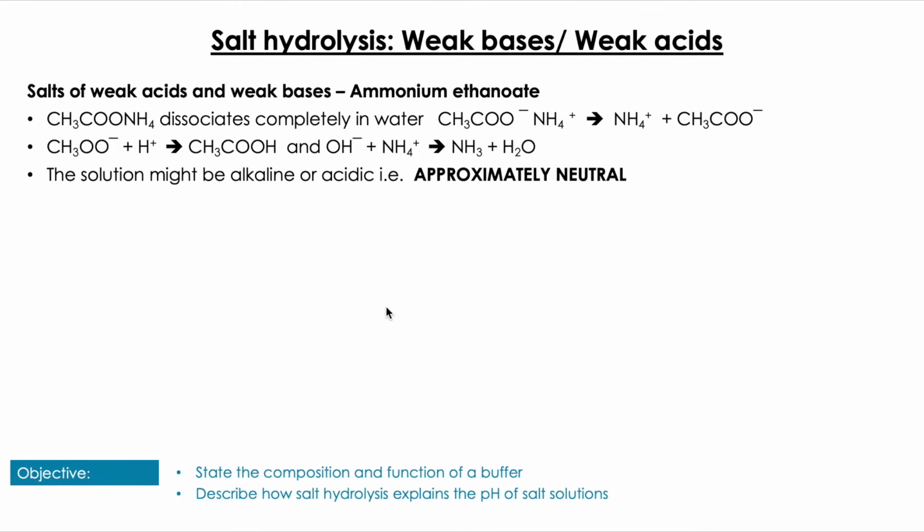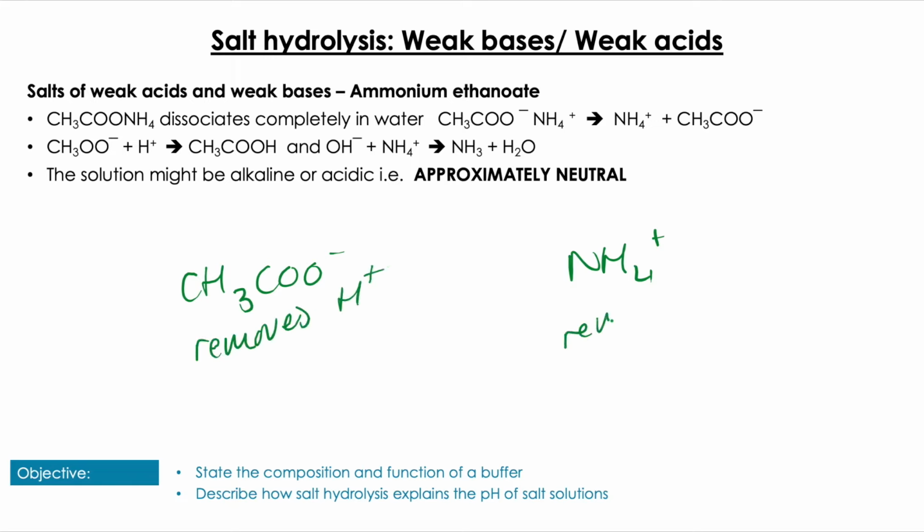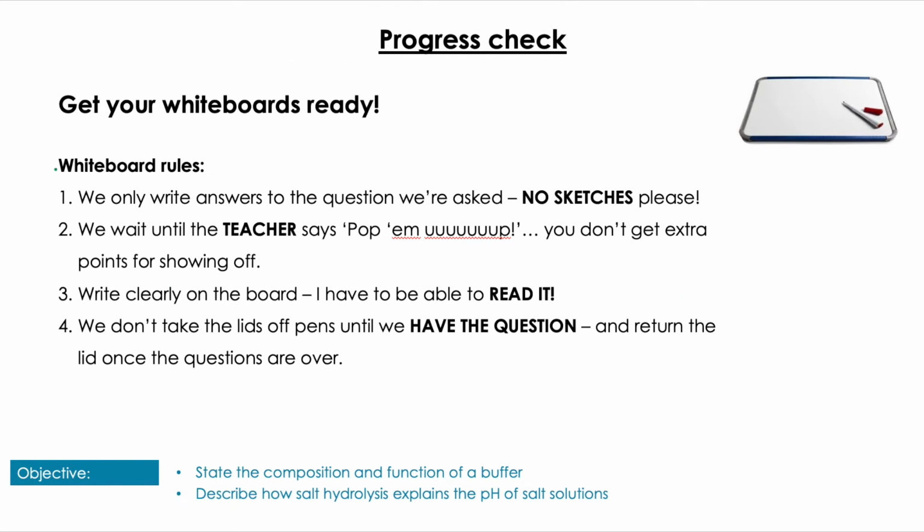Last but not least then, we have weak acids and weak bases. So this one, we have both ions in solution happy to react with corresponding ions. So the ethanoate here will remove H+ and NH4+ removes OH-. So these will be approximately neutral. The exact pH will obviously depend on the nature of the ions themselves, because they will have a different affinity for how much they want to bond with OH- and H+. But in general, they'll be roughly neutral. Let's get you trying some questions for that then.